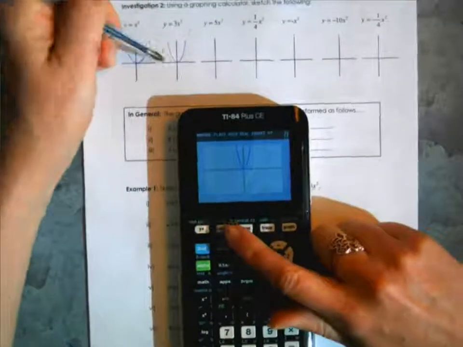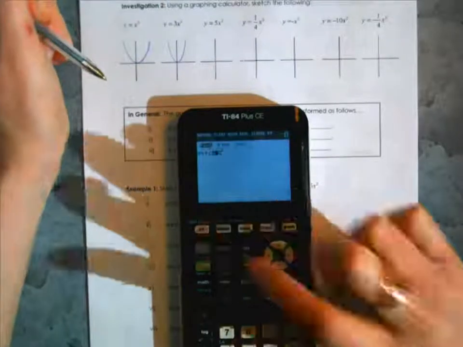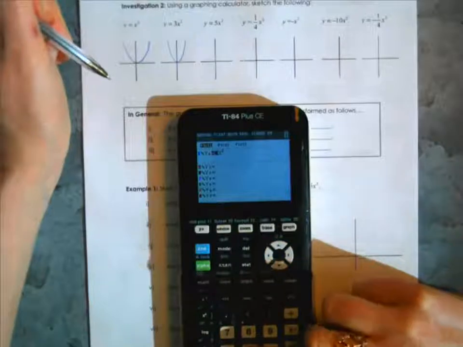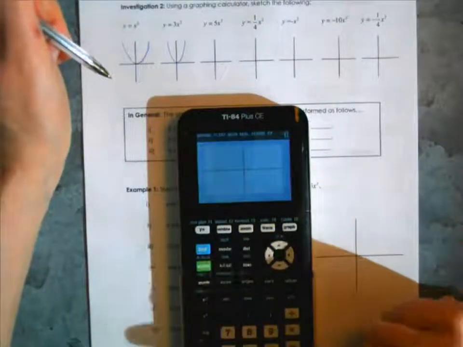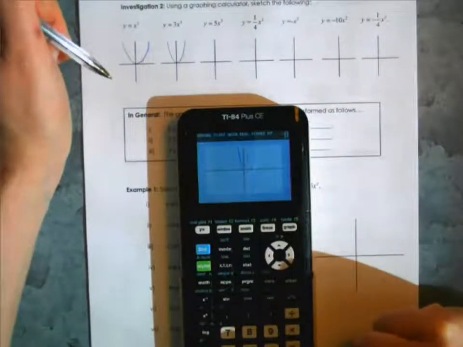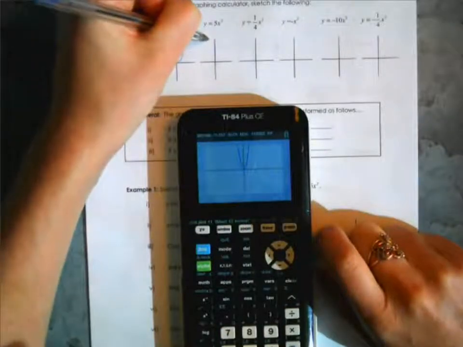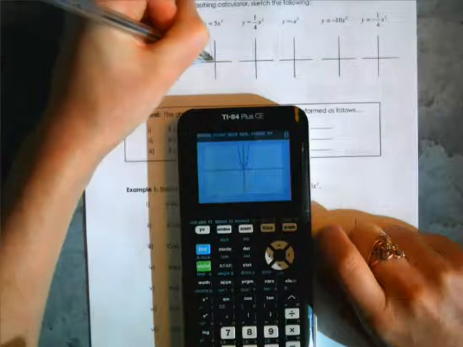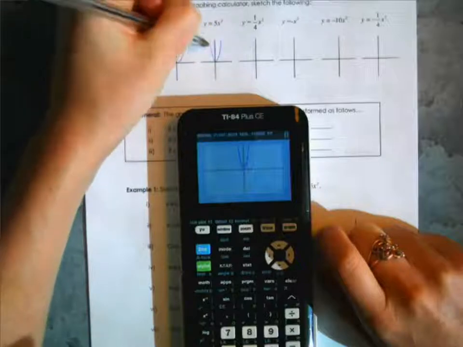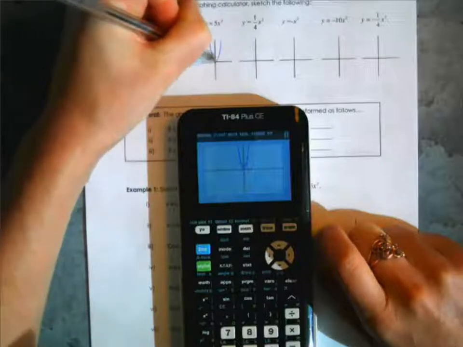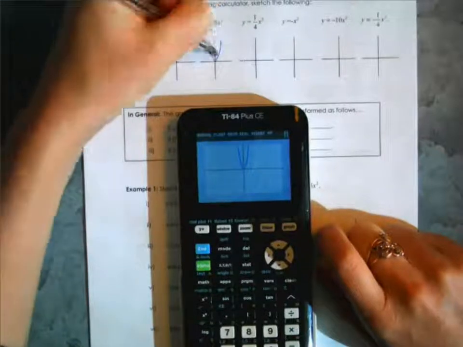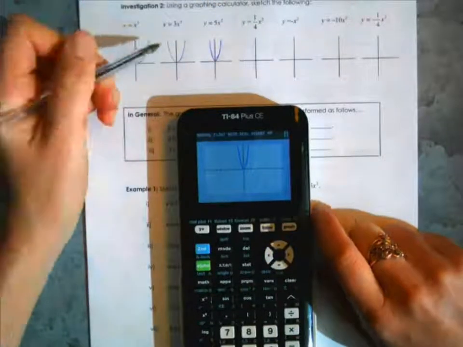Now, based on that, what do you think might happen with 5x squared? You can probably guess, but let's have a look. If we graph it, even narrower, right? You guys are going to have to bear with me because I just find drawing these graphs really painful. Okay, all right, so that's narrower.